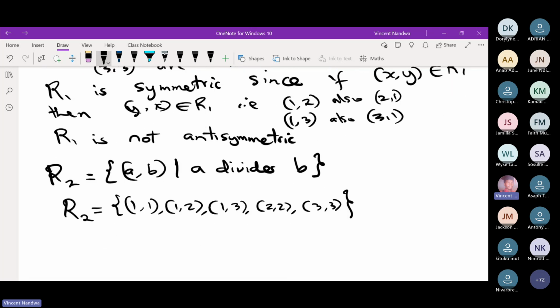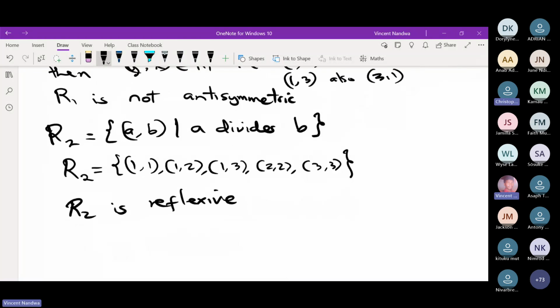So is this R2 reflexive? Yes, it's reflexive, correct. So we can say R2 is reflexive because we can see all the elements 1, 1, 2, 2, and 3, 3, okay?